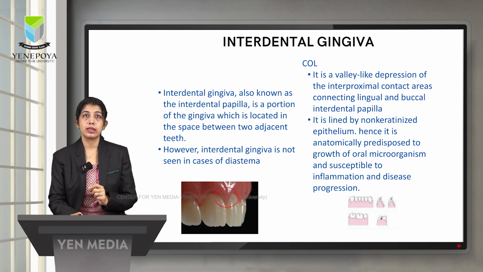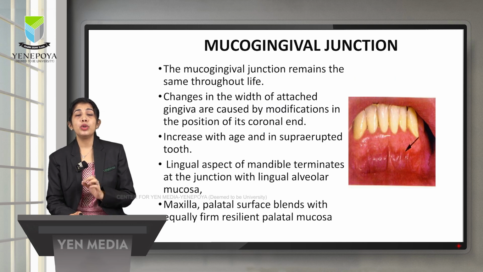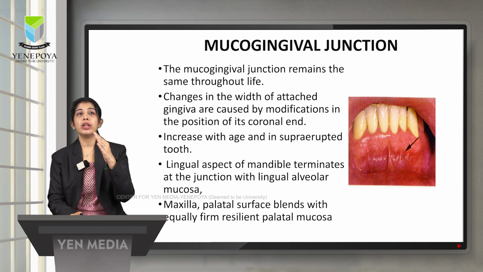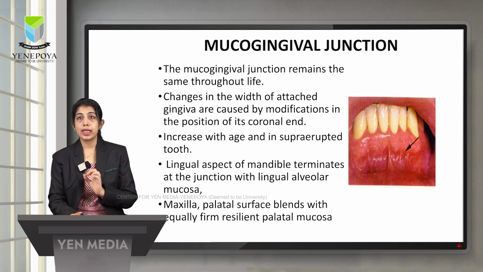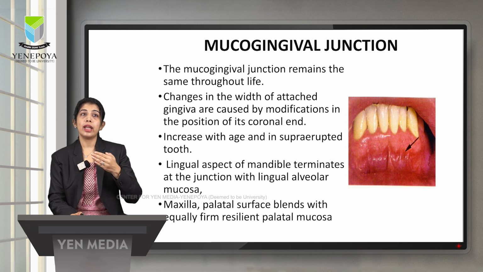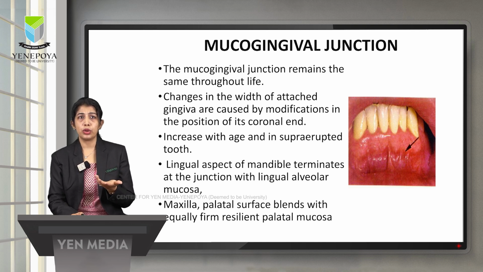Coming to the mucogingival junction, you have the free gingiva, you have the attached gingiva, then what you have is the mucogingival junction. It is something that remains constant or the same throughout life, alright. It is the junction between your attached gingiva and the oral mucosa. With age, there is an increase in the mucogingival junction in supraerupted teeth as well.